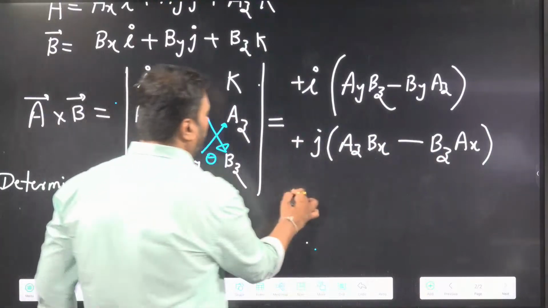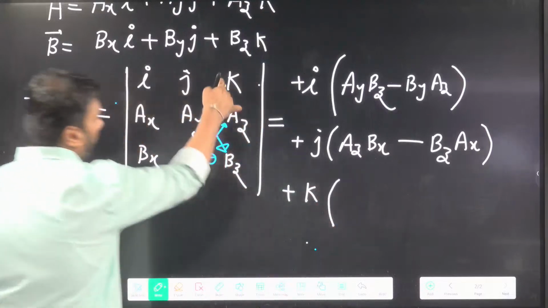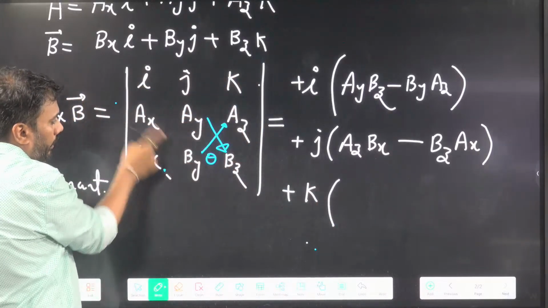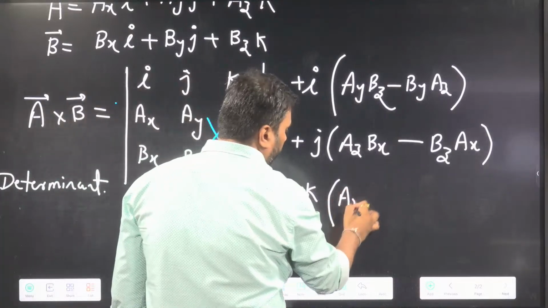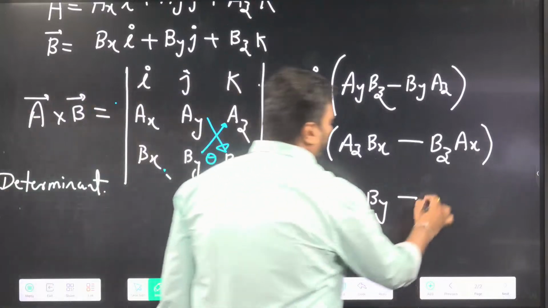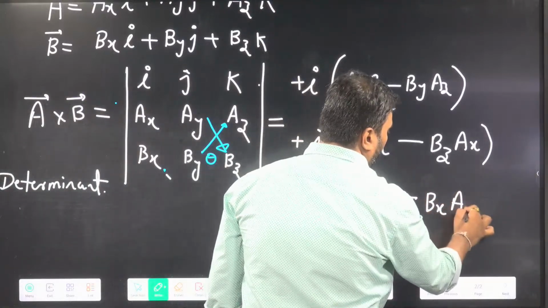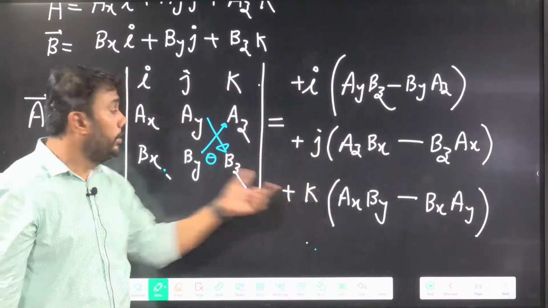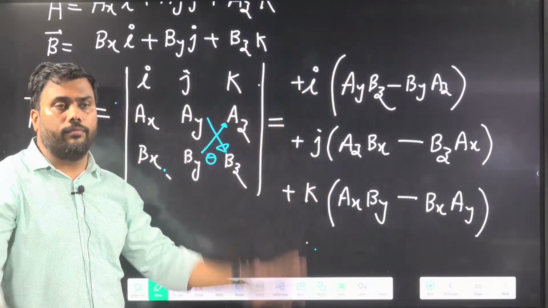Last, starting with k, I am multiplying k. So remove this row and column. You are left with these 4 terms: AX BY minus BX AY. If you add these 3 terms, you get the cross product of A and B.